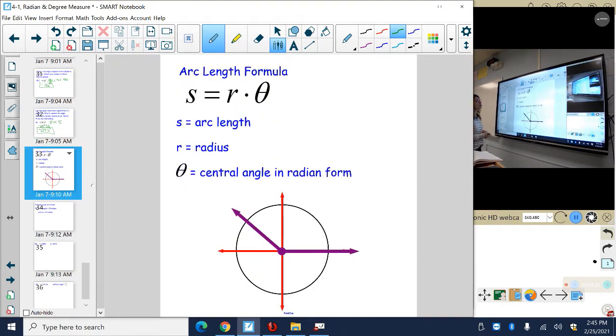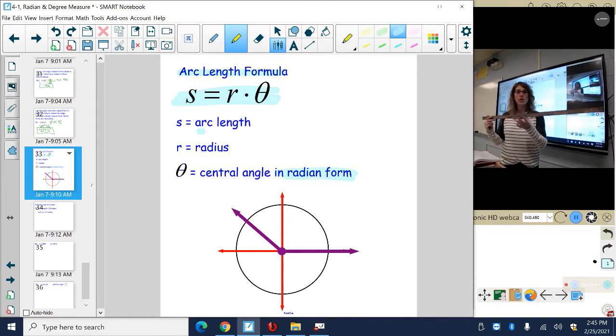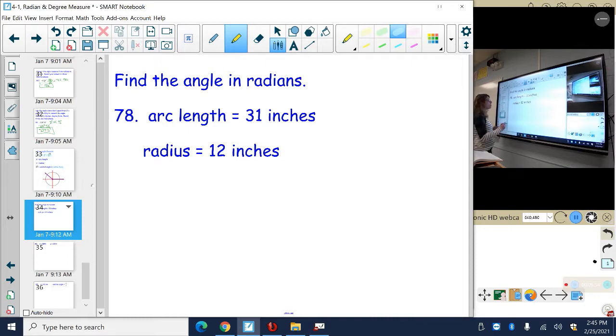Okay, the next thing is going to be our arc length formula. This is new. So S is equal to R times theta. S is your arc length, R is your radius, and your theta is your central angle in radian form. It has to be in radian form. Why? Because if you have it in degree, degrees do not fall on a tape measure. Only radian measures do. Okay? So, with that being said, we're going to go ahead and solve this.